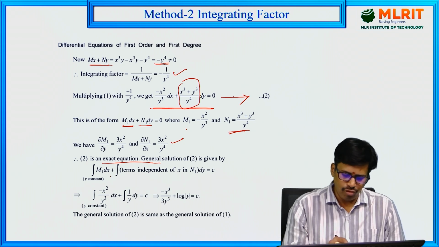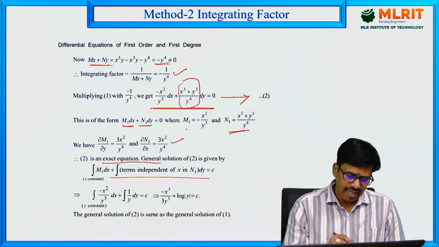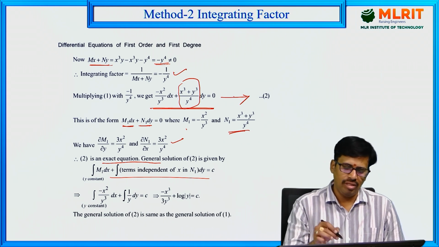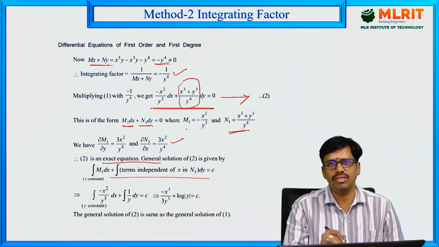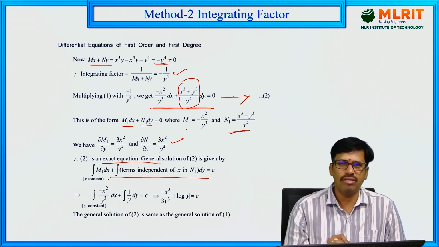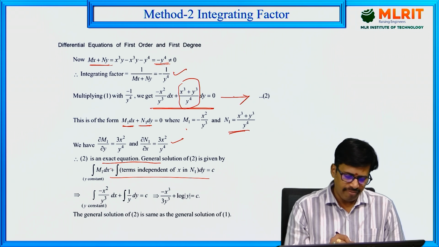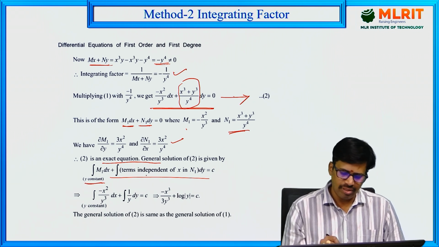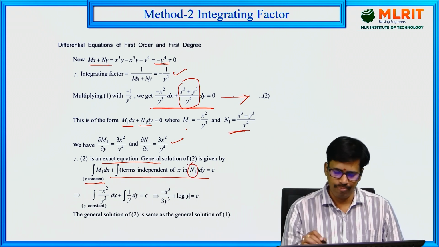Once it is an exact differential equation, we know how to find the general solution, right? So this is the formula to find the general solution. Integral M1 dx, don't write integral M dx, because this equation M1 dx plus N1 dy equal to 0 is exact. So while writing the formula, integral M1 dx, make sure that y is treated as constant, plus terms independent of x in N1, not in N, right?